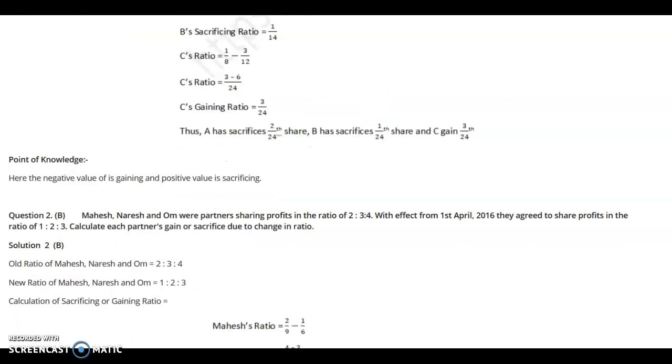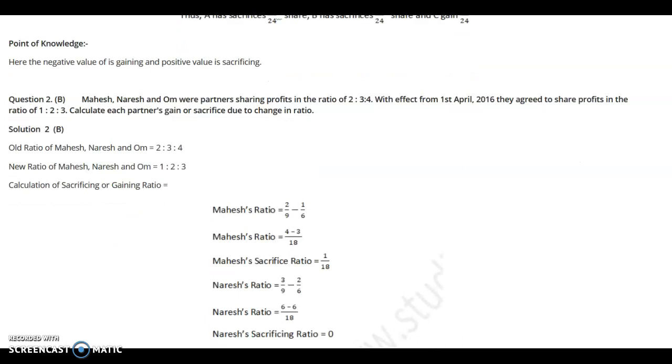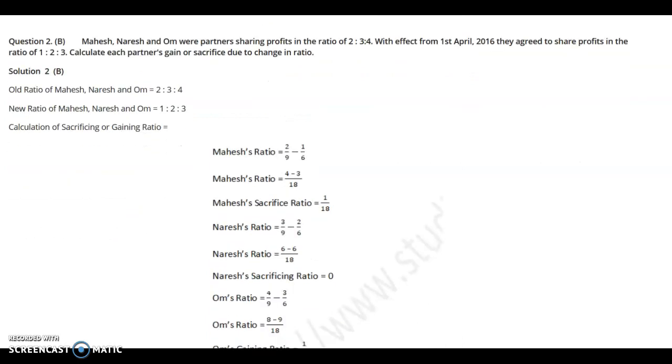Let's understand one more numerical here. That is also very easy. Mahesh, Naresh and Om were partners sharing in the ratio of 2:3:4. With effect from 1st April 2016, they agreed to share future profits in the ratio of 1:3. Calculate each partner's gain or sacrifice ratio.